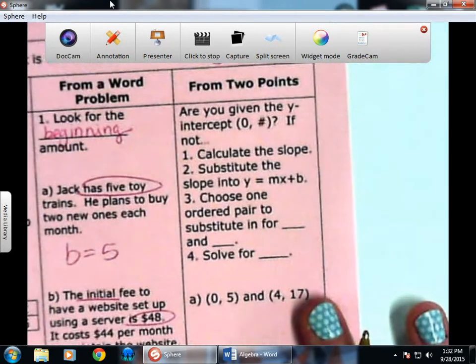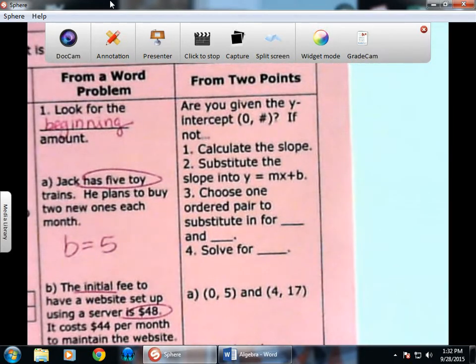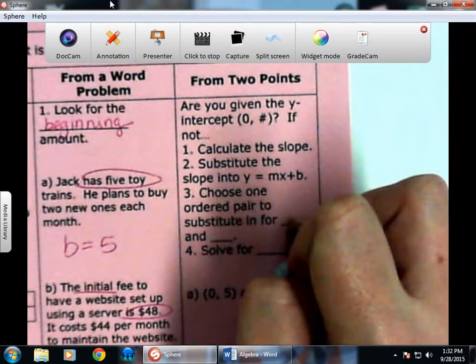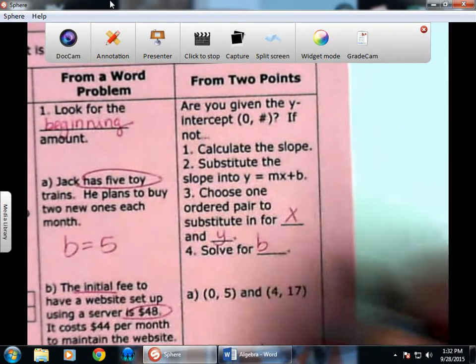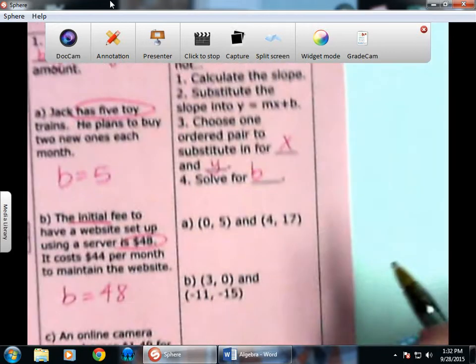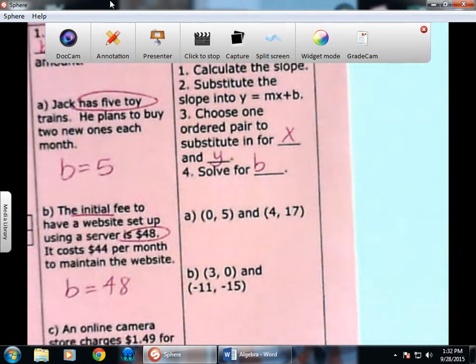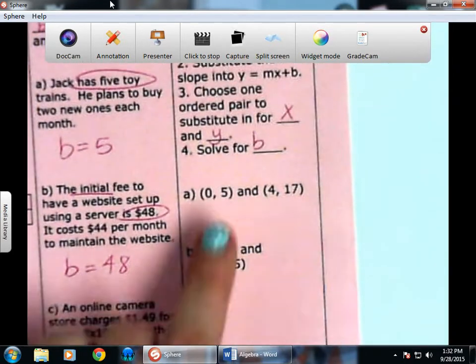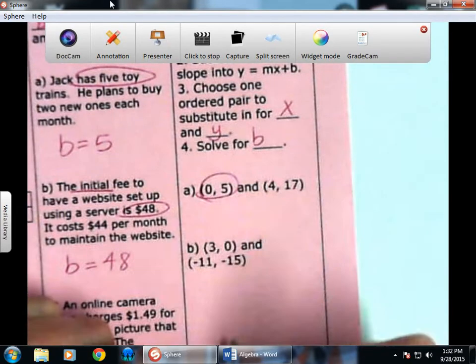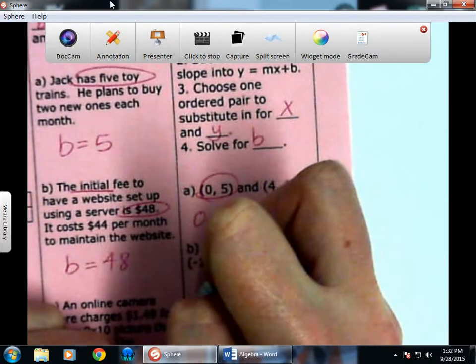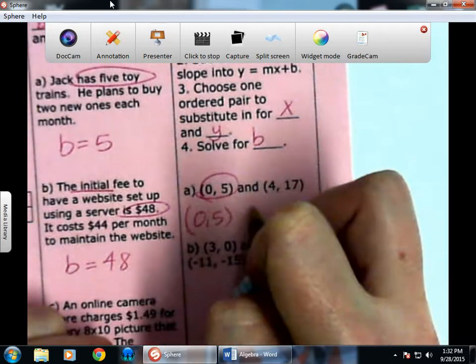Okay, the last one is finding the y-intercept from 2 points. So it says, are you given the y-intercept, which is 0 and a number? If not, you've got to calculate the slope, substitute in, and choose one ordered pair to sub in for x and y. Then you'll solve for b. So let's do example A. Example A, you're looking for when x is 0, y is a number. Well, it's right here. So that means (0, 5) is my y-intercept, or you could say b is 5.